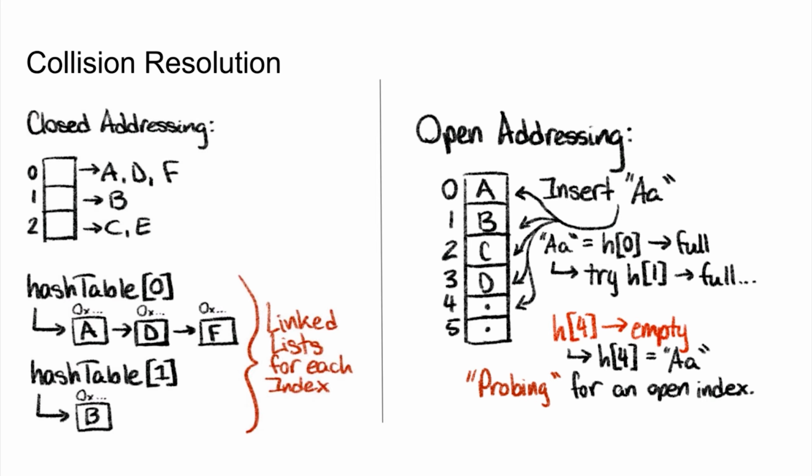A key trait is that there are no external data structures. All the collisions are resolved by relocation within the table. Some common probing strategies are linear probing, quadratic probing, and double hashing.